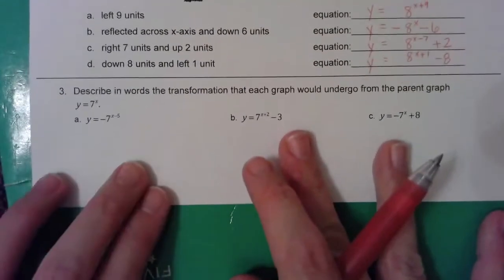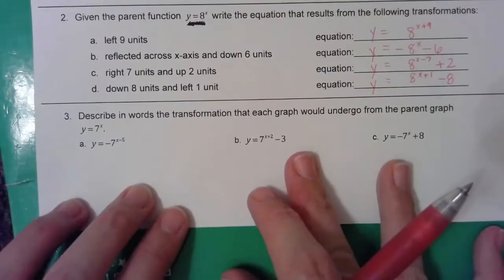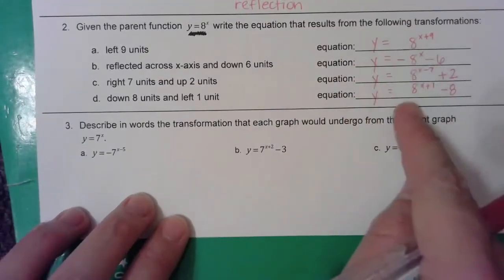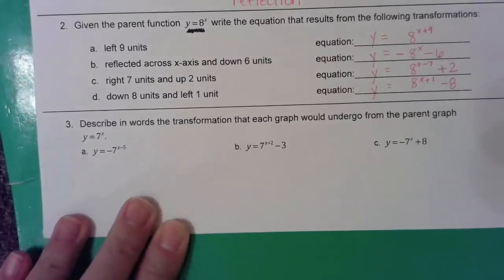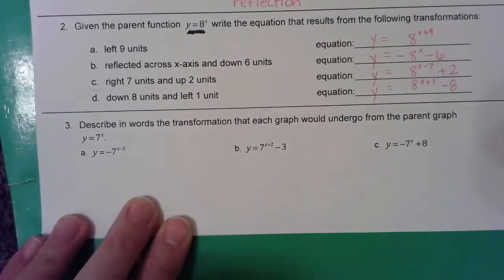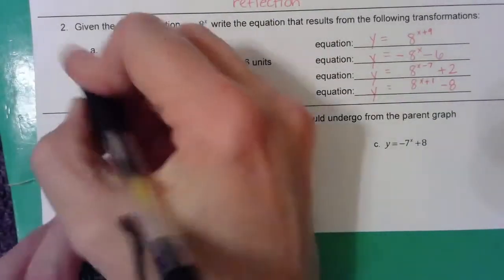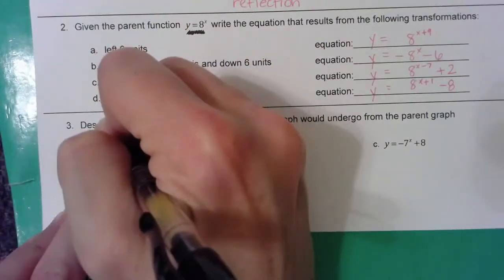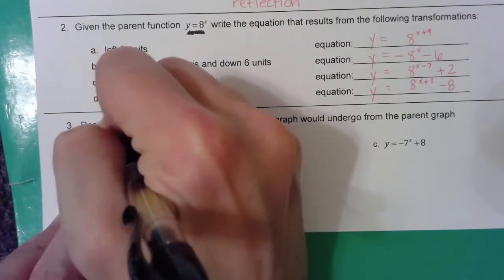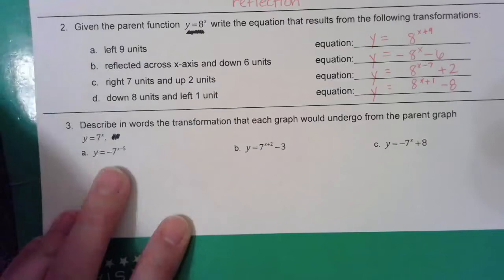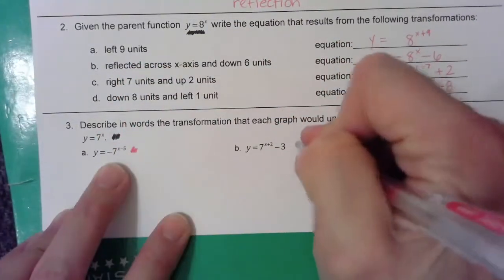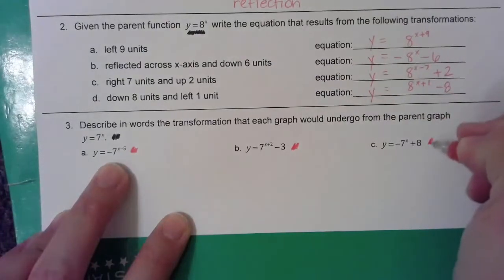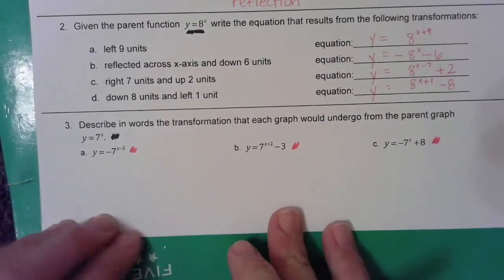And so on number 3, it's exactly the same thing, except they're giving you this, and they're asking you to write the words out for this one. Remember, there always has to be a base. And so on this one, y equals 7 to the x, this would be your parent function. So if you were going to graph it, that would be the one that would be graphed in black. And then each one of these would be the new one that would be graphed in a different color. And so on all of these, you would just be describing how it changed.